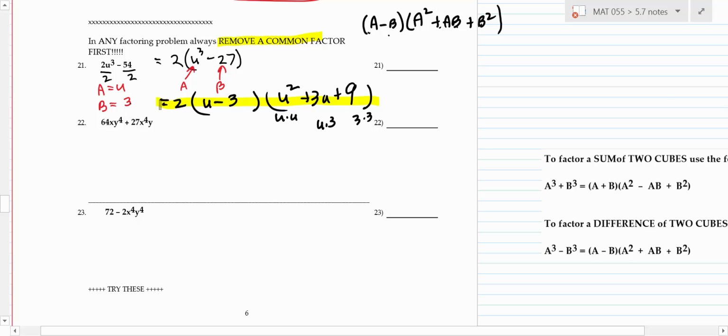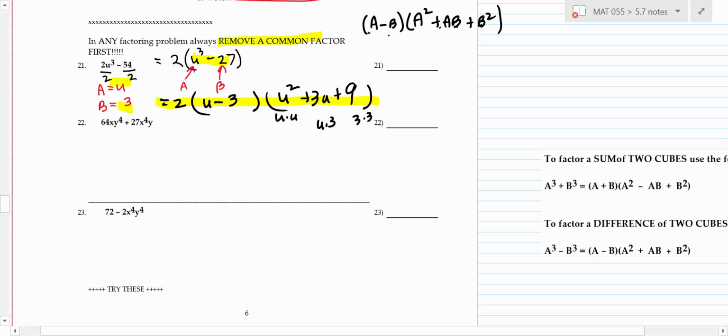You take a common factor out first, then you apply your formula. Okay. And then again, what you're doing is you're looking at factoring this with A being U and then B being 3. Plugging in. How's that look? Okay. Now we're going to continue to do some kind of similar things here.